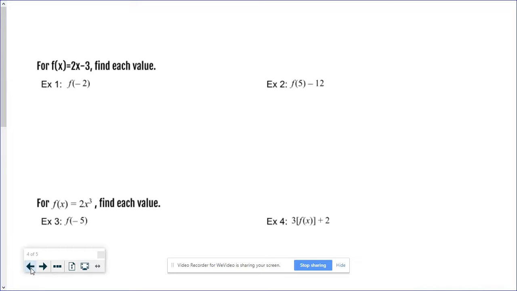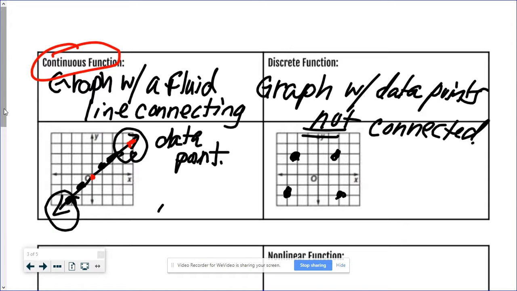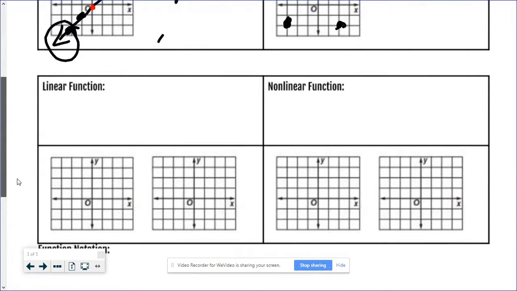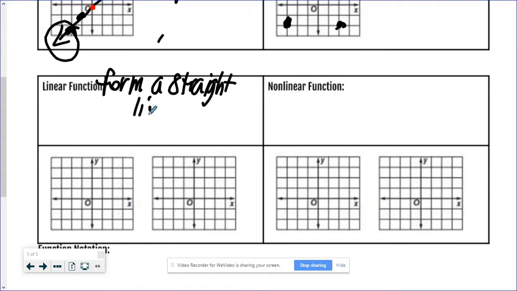So linear functions, hopefully when you see the word linear, your mind automatically goes to the word line. And a linear function is always going to form a straight line. So it's a function where on the graph, it's going to form a straight line. I don't know how the guy on Khan Academy makes his words so pretty. Mine are ugly. It's going to be a graph that forms a straight line.